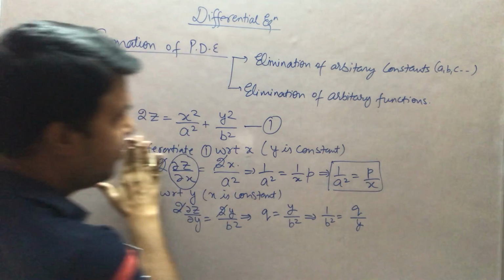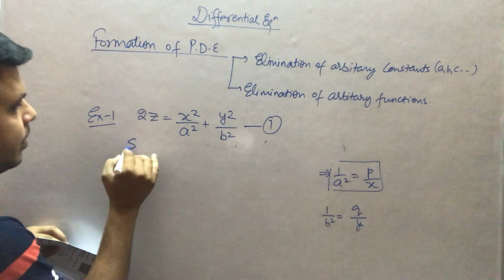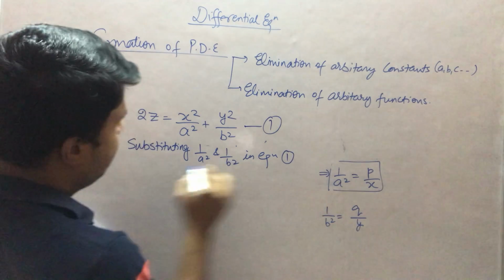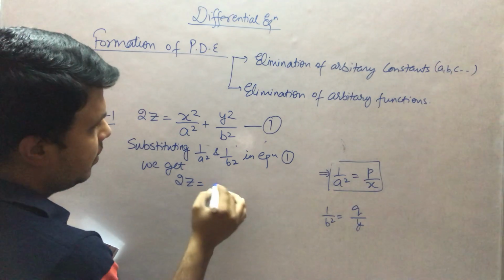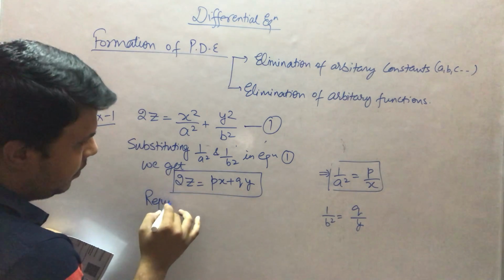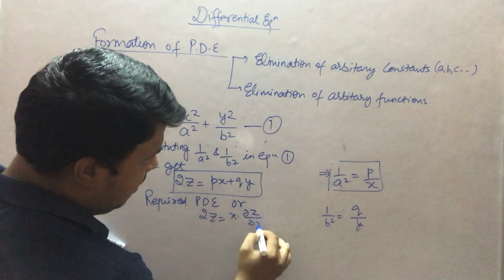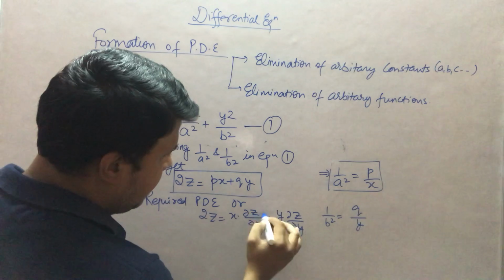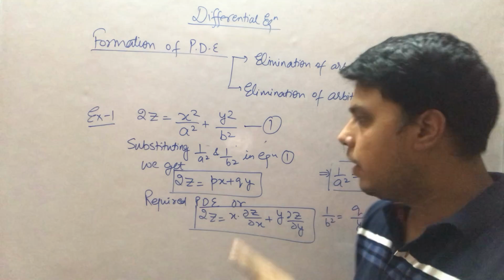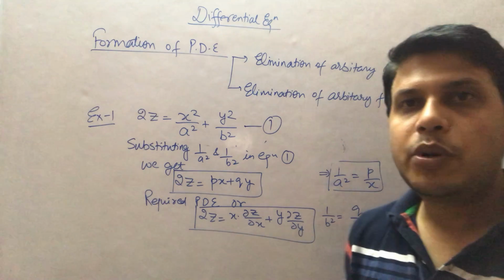So I'll write. So this is the required partial differential equation, that is 2z equals px plus qy, or if I put the value of p as del z upon del x, then it will be 2z equals x del z upon del x plus y del z upon del y. So I think this is clear.